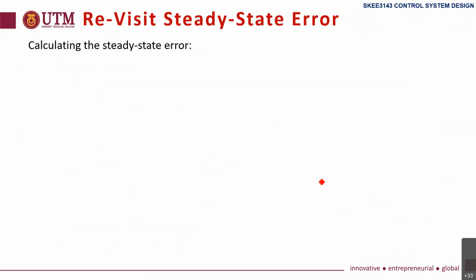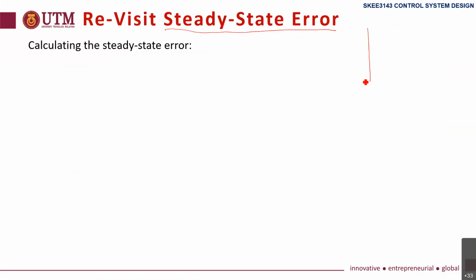Okay, before we move into PI controller, I want to take some time to revisit steady state error. This was discussed in the previous control subject, 3133. Hope you still remember steady state error.